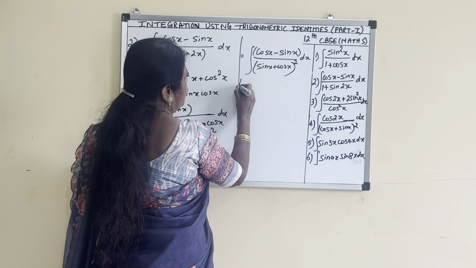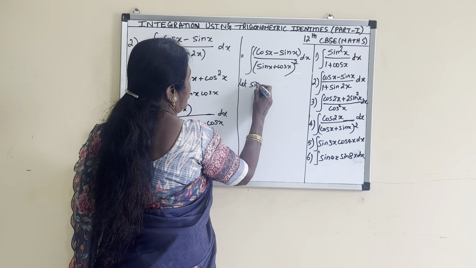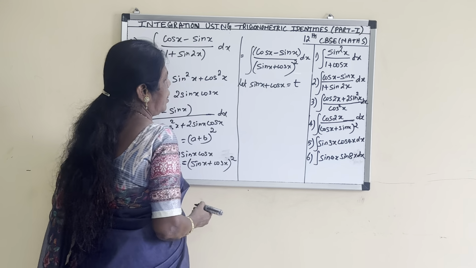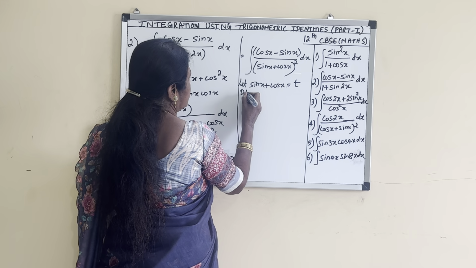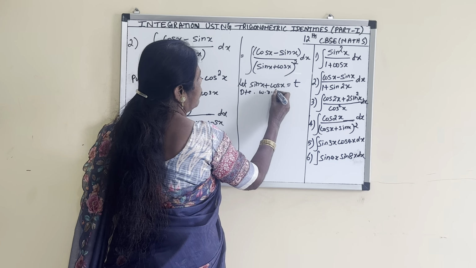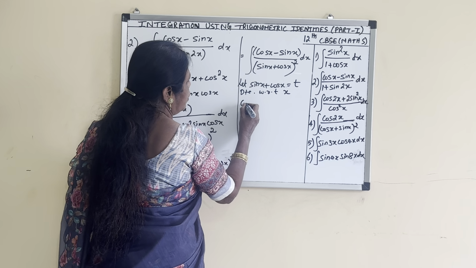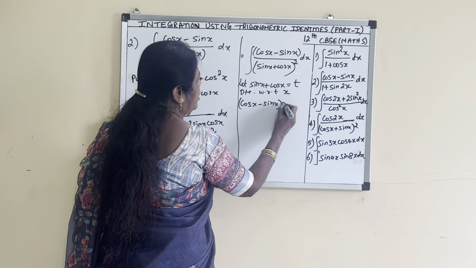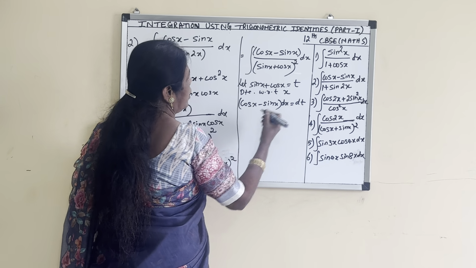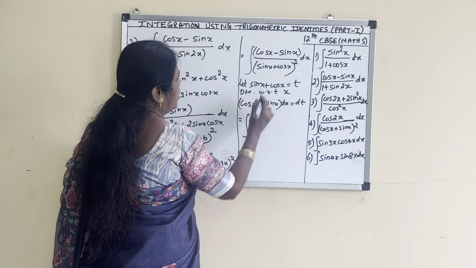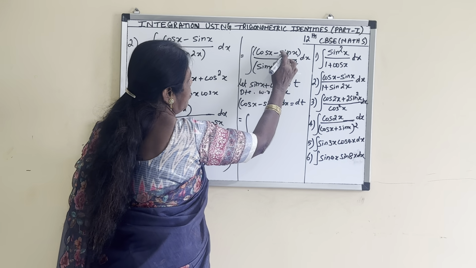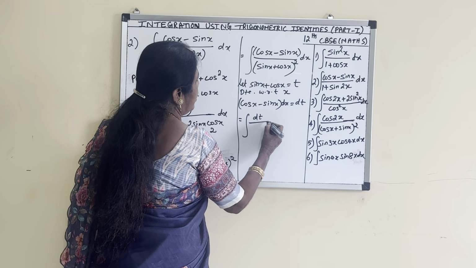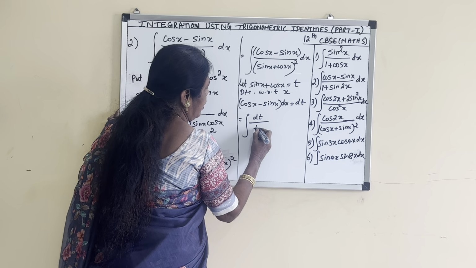So, I am going to substitute: let sin x plus cos x be equal to t. Right. Differentiating with respect to x, which will be cos x minus sin x, where you get x terms, write dx, which is equal to dt. Now, if I am substituting back in that integral, cos x minus sin x into dx is dt divided by t squared.